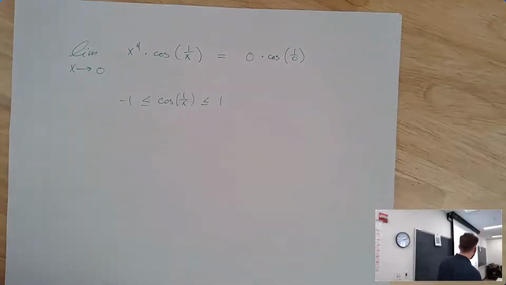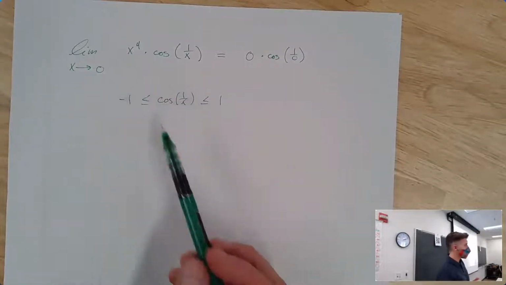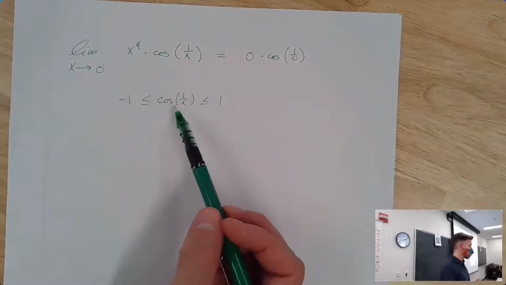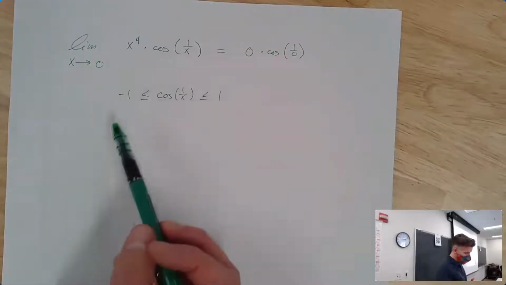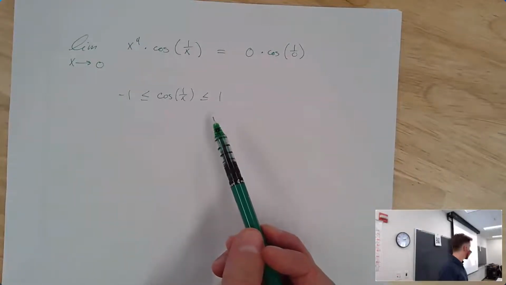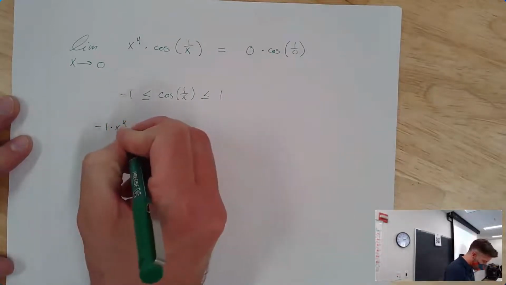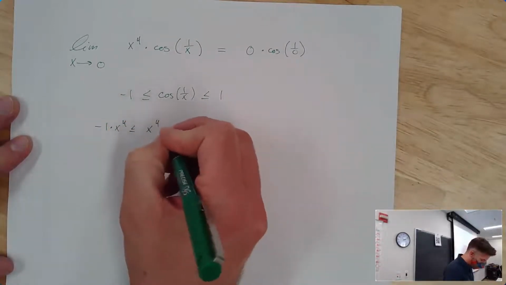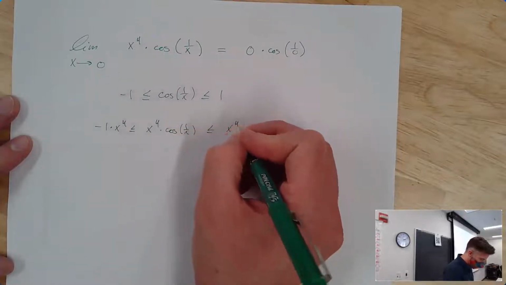And then our job is to make the thing in the middle of this inequality look like the thing we want to take the limit of. So what are we going to multiply each part of this inequality by? Right. Negative 1 times x to the fourth is less than or equal to x to the fourth times cosine of 1 over x, which is less than or equal to x to the fourth times 1.